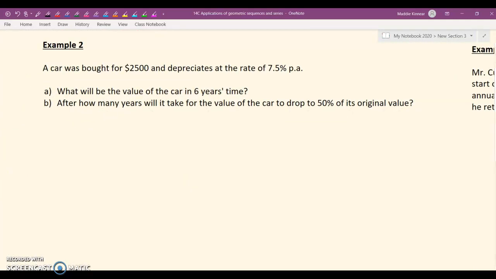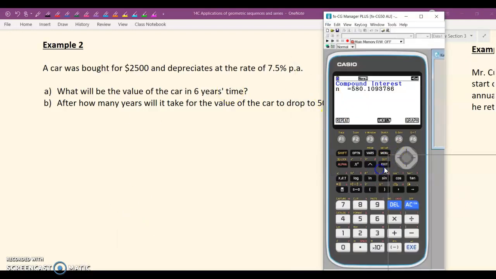Okay, example 2, we're going to use our calculator again for this one. Slightly different though this time. We're looking at a car that was bought for $2,500 and it depreciates at a rate of 7.5% per annum. So it will reduce the value that's left by 7.5% every year. Going back and looking at our calculator, our first thing we want to look at is what will be the value of the car in 6 years' time.